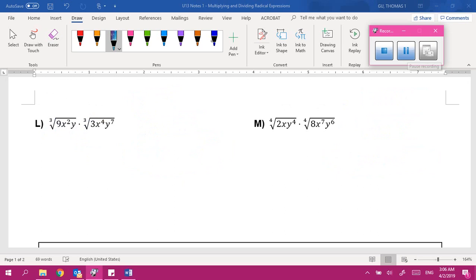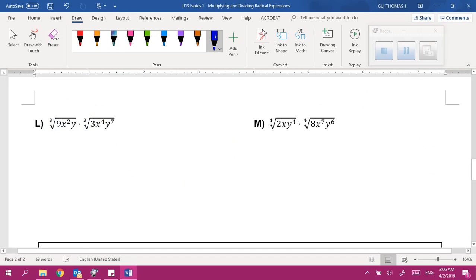All right, 2 more multiplication examples. So L, okay, we're going up into a higher index now. Both are cube roots, so we can multiply. Cube root of 9 times 3 is 27. X squared times x to the 4th is x to the 6th. Y times y to the 7th is y to the 8th. All right, let's see here.